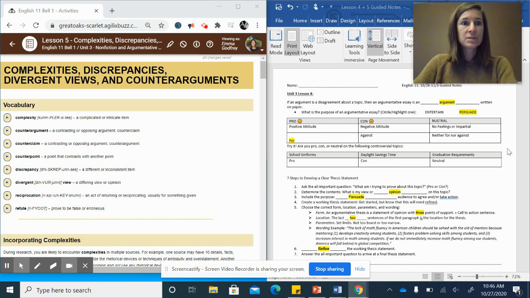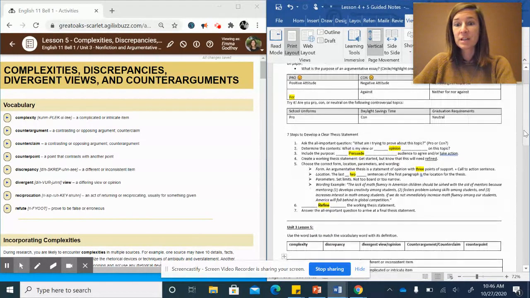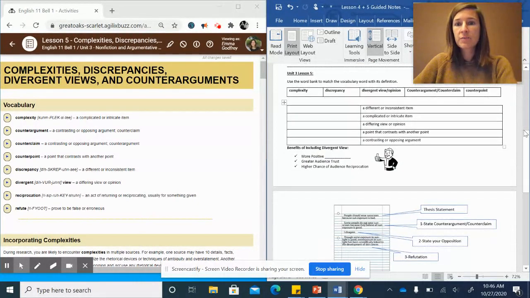These are the guided notes for lesson 5, dealing with complexities, discrepancies, counterpoints, counter arguments. So you're still working in the same document, but hopefully you've already knocked out the lesson 4 notes and the actual PLP for lesson 4. So we're still on that same first page, but now we're in the lesson 5 section. This one's a little more vocab heavy.